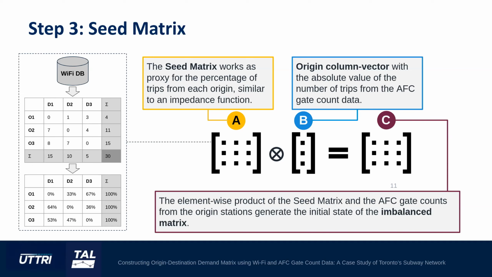The AFC gate count is used to calculate the initial state of the imbalance matrix. We use the seed matrix, the percentage of trips for each OD pair, and multiply it element-wise by the vector containing the total trips per origin. In this case we are choosing origin, but it's arbitrary. We can balance starting from destination or origin, it doesn't matter. The result of this multiplication, which maintains the Wi-Fi percentage distribution, is called the initial state matrix. By the end of this process, we have the matrix C, which we call the imbalanced matrix. This is the first stage that we will use to balance in the next step.